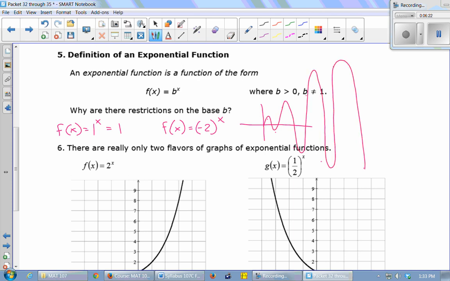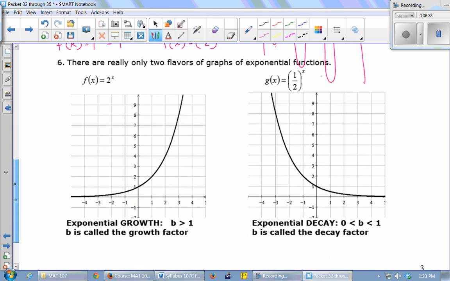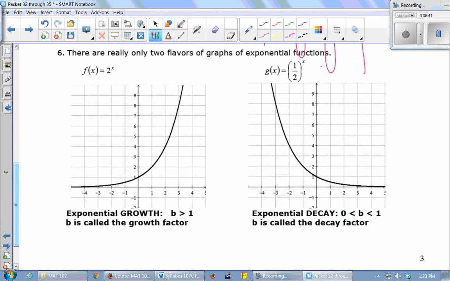Right, and that's not what we mean when we say exponential growth, right? Its growth should just be going up, or exponential decay is just going down. Right, so that we restrict it. Base can't be 1, base can't be negative. All right. So there are really only 2 flavors of graphs for exponential functions.